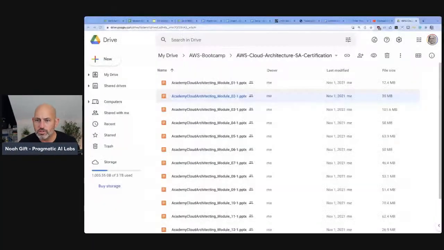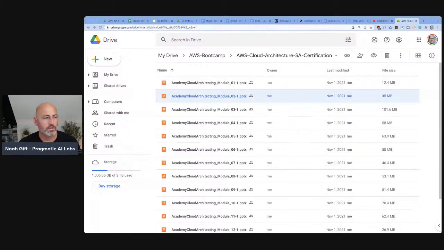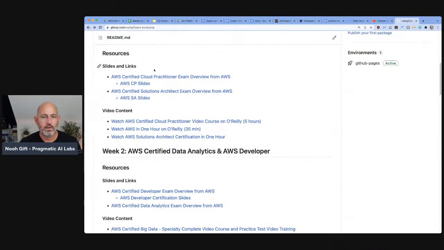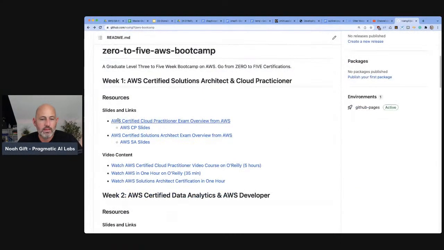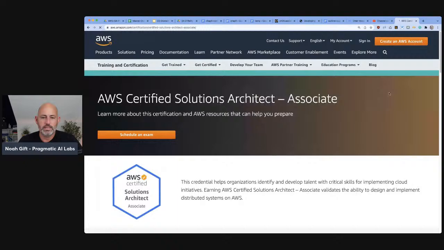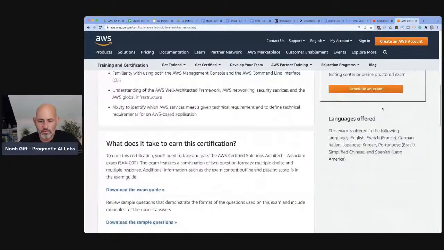So I'm going to go through here and share my screen to start off with. And let's go to the solutions architect material. So to start off with, I have a bootcamp repo here, AWS Bootcamp, where you can take a look at different slides. This is the one I'm going to start with, which is AWS Certified Solutions Architect exam. Let's actually just look at the exam overview first so you get a feel for it.